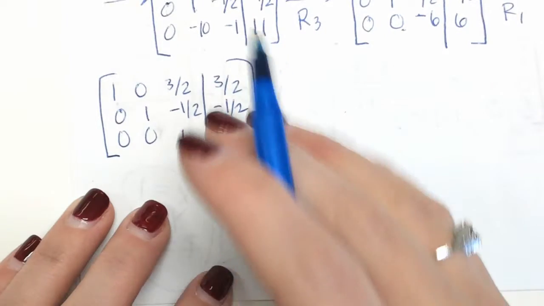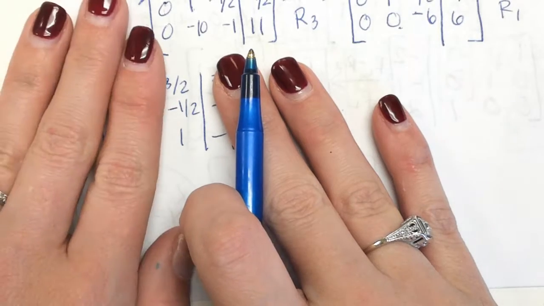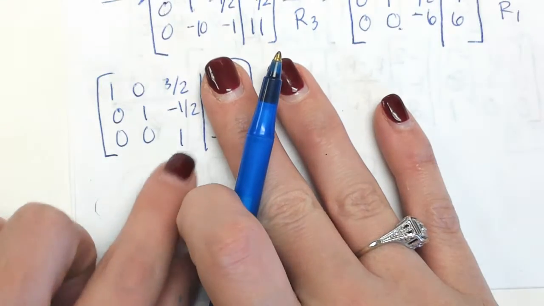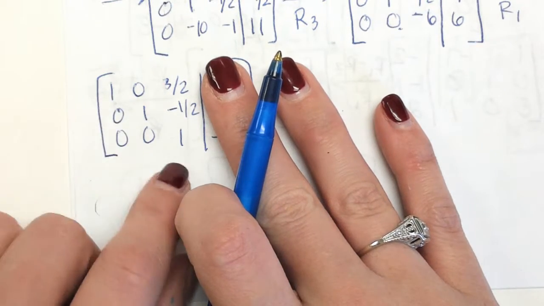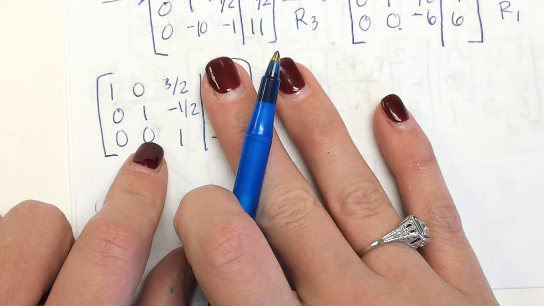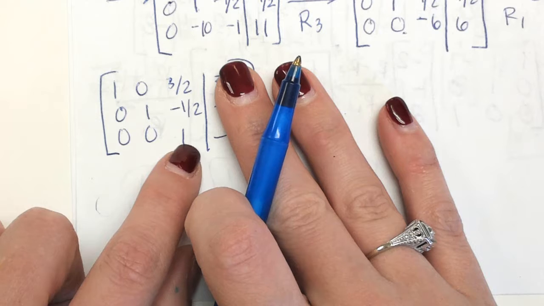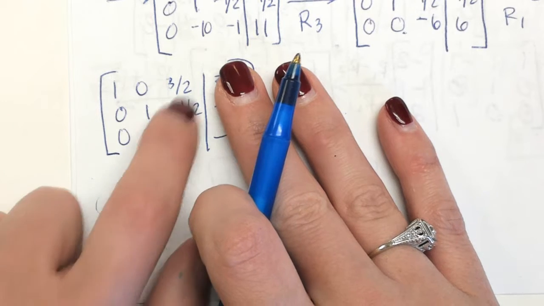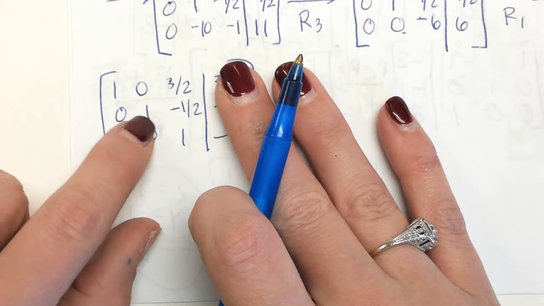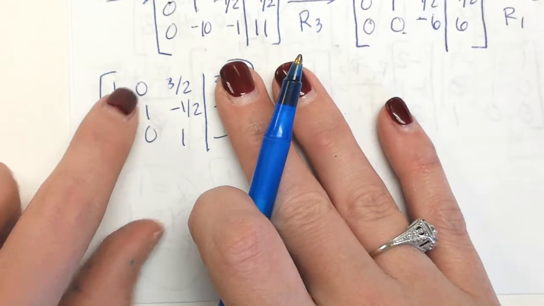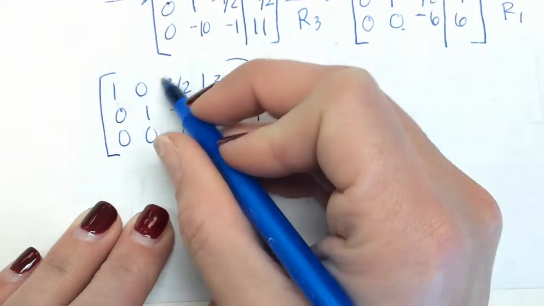3 over 2. Okay. What row is going to help us with that? And not change this one or this one. Think about it. The very bottom one. Multiply by negative 3. Good. And add it to that. Everybody see that? If we were to use this one, it would change this number right here. We don't want to change that. We just want to change this one.